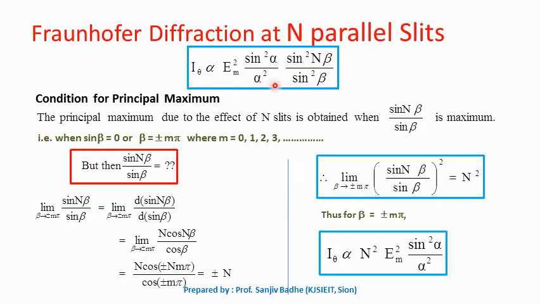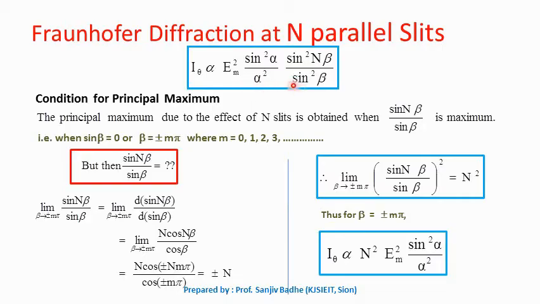The conditions for maximum and minimum due to a single slit we have already found. For the central maximum, alpha is equal to 0 or theta equal to 0 due to the single slit. For minimum, alpha is equal to plus or minus m pi, which can be written as a sin theta equal to plus or minus m lambda. And then we will get secondary maximum for alpha equal to plus or minus (m plus half) pi.